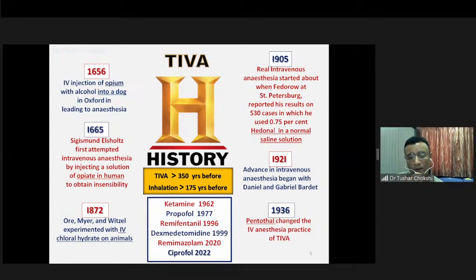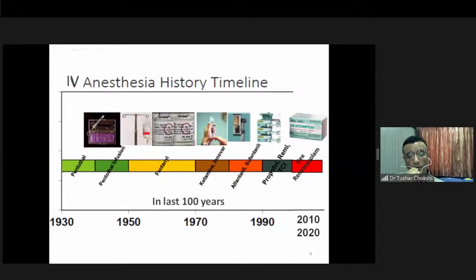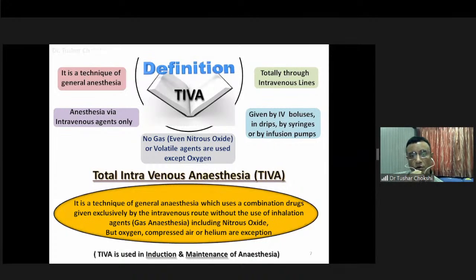Then remifentanil came in 1996. Then dexmedetomidine, and newer drugs came, remimazolam in 2022. And in the next few years, we will get ciprofol. It's a new agent added by a Chinese company, in 2022. It will again change the practice of TCI TIVA and TIVA. So from 1930 to 2020, TIVA has become very popular, and it is going even ahead of inhalation anesthesia.